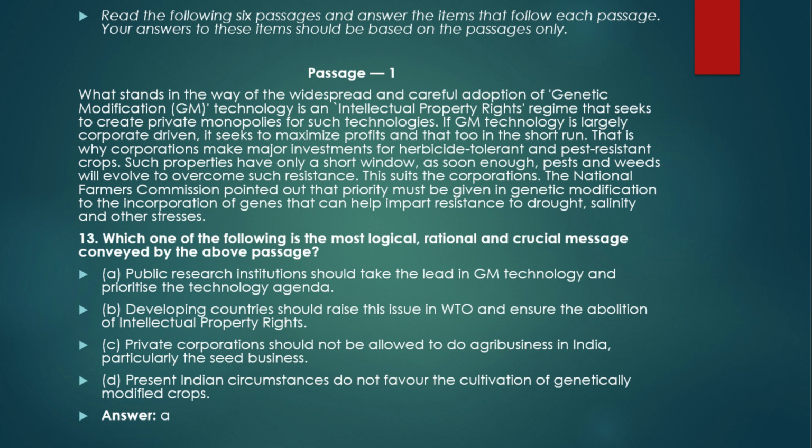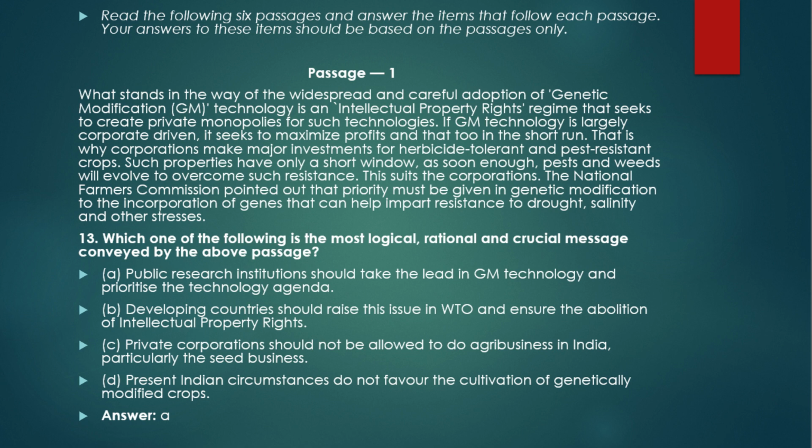Next question. Read the following 6 passages and answer the items that follow each passage. Your answers to these items should be based on the passage only. Passage 1. What stands in the way of the widespread and careful adoption of genetic modification (GM) technology in an intellectual property rights regime that seeks to create private monopolies for such technologies?